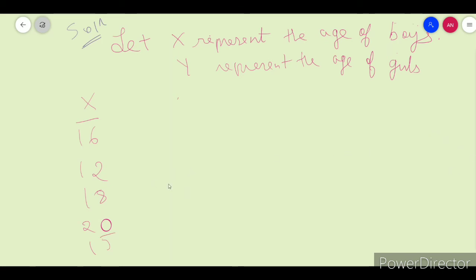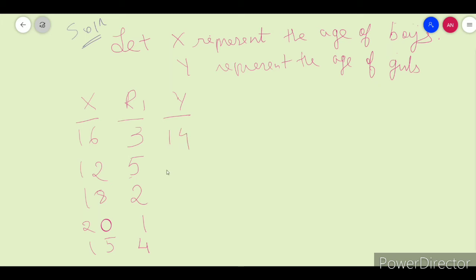Let me write that properly. So we'll assign the ranks in ascending order. Let us call this the rank of X. So 20 is the biggest value, so rank 1, 18 is the second highest value, rank 2, 16 is the third highest value, rank 3, 15 is the fourth highest value, rank 4, 12 is the fifth highest value, rank 5. Then we take the Y values down.